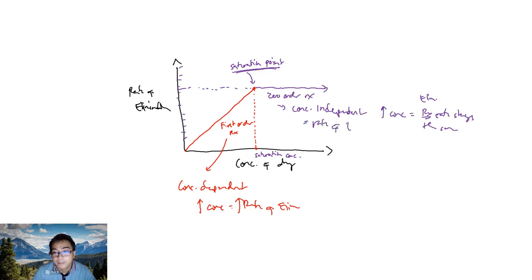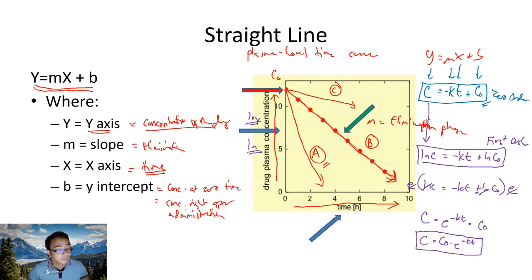Rate of elimination is constant. Yun yung keyword dito. Okay, the rate of elimination is constant because you've already reached the saturation point. Okay, it's the point in which kahit gaano kataas ang concentration, class, na idagdag mo, rate of elimination stays the same. So are we clear? Okay.